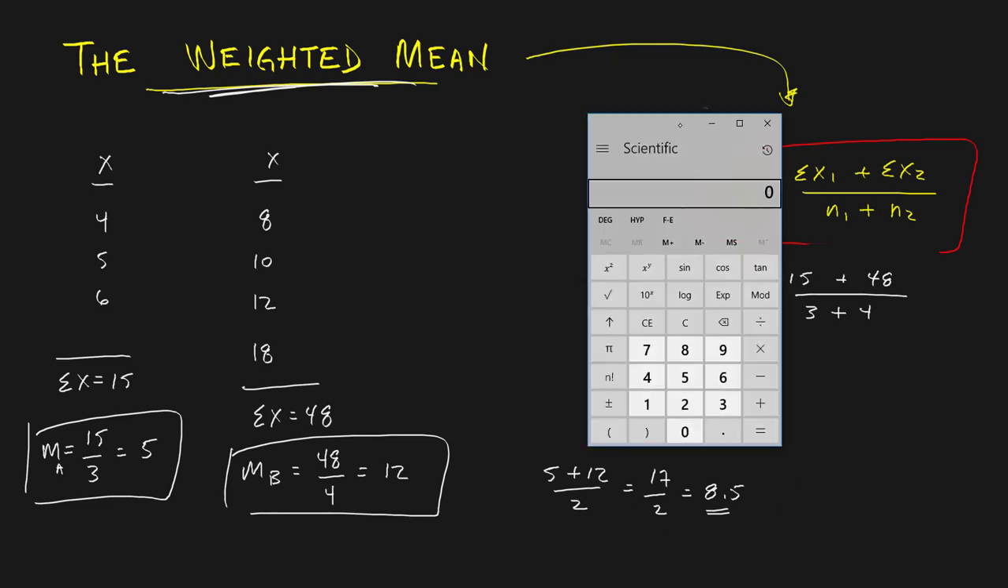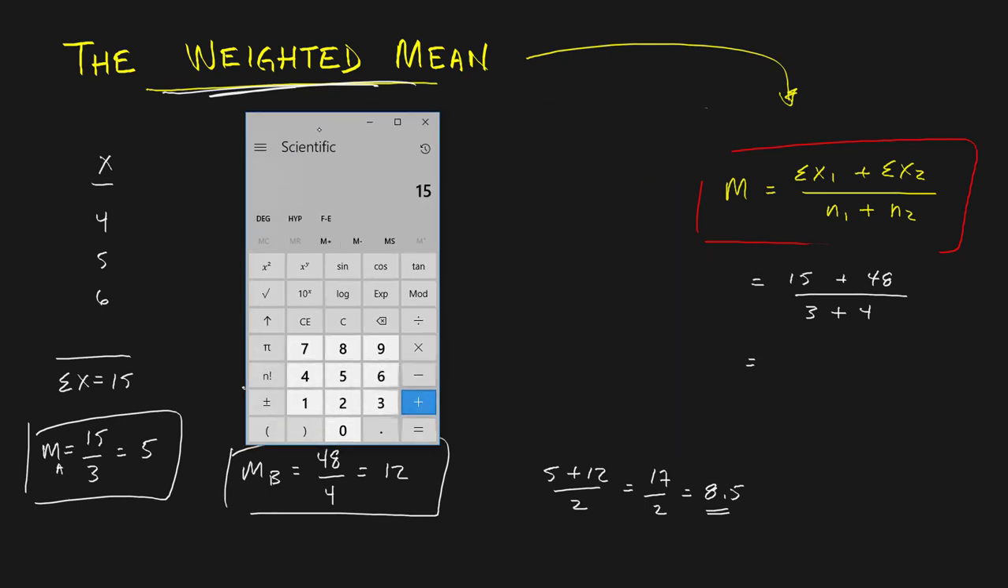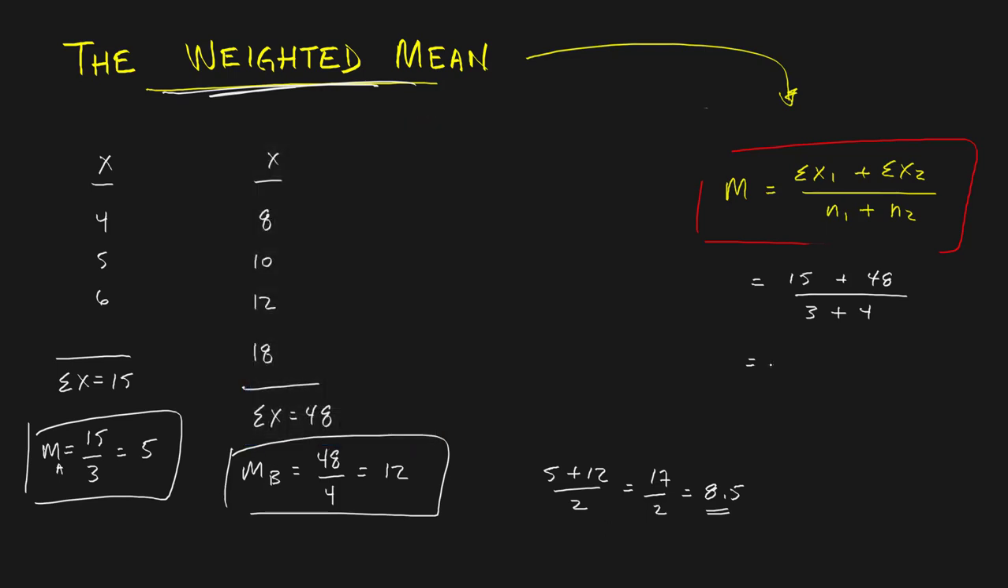Let's bring out the calculator so I don't muck it up. So I've got 15 plus 48. That's 63, and then we're going to end up dividing that by 7. 63 on the top, 7 on the bottom. 63 divided by 7 is 9. So the true weighted mean is 9. It's not 8.5. So this method doesn't work when you have different sample sizes.